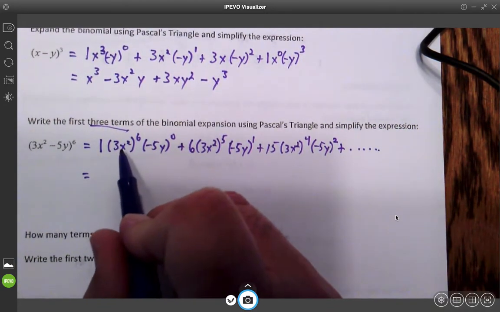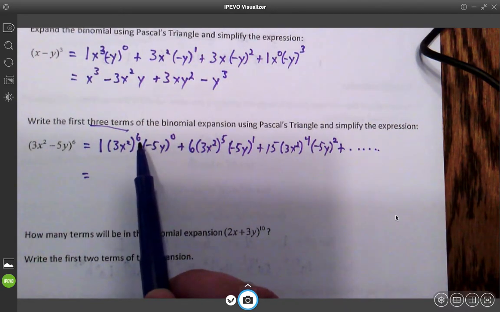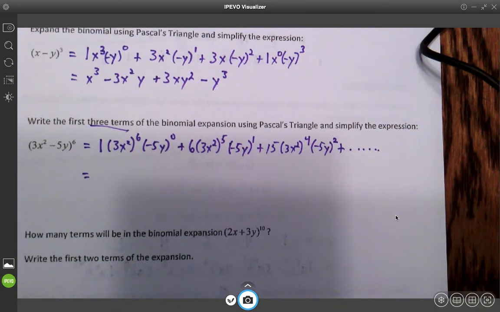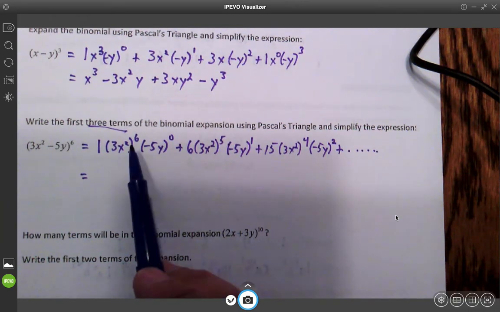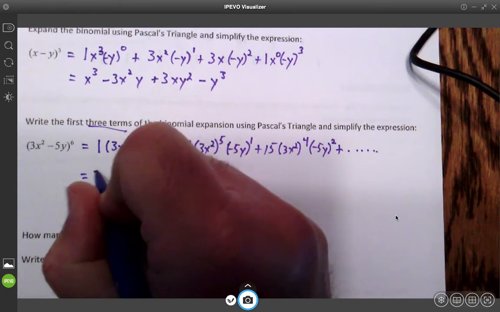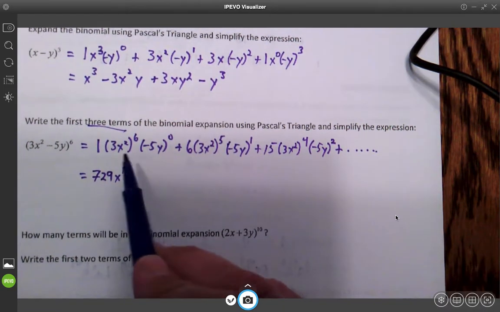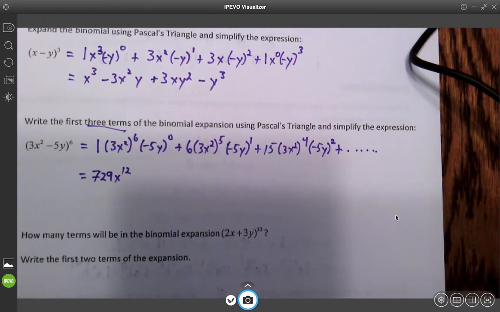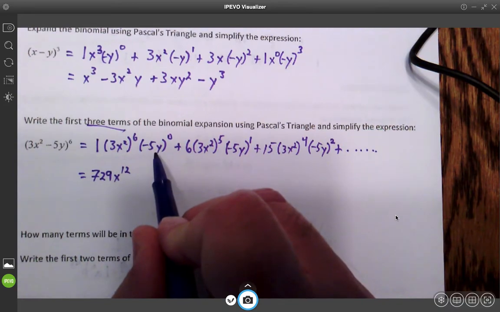Okay, now if you look at this, yes, you have to take 3 to the 6th power. You also have to take x squared to the 6th power. So if I do that then, if I take 3 to the 6th, I get 729 here. So this is going to be 729 x to the 12th, right? Because when you raise a power to a power, you multiply. This is 1, so we don't do anything with it.